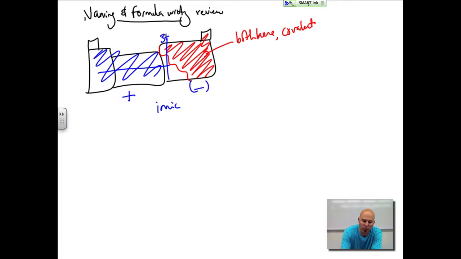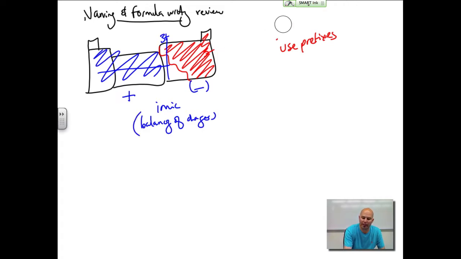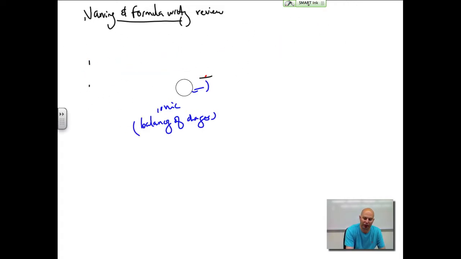The difference, of course, between the two is that covalently bonded substances need to use prefixes. And to me, when you see a name that has prefixes, it's pretty easy to write the formula. You just write whatever it is. But ionic, no prefixes. It's a balancing of charges. Okay, so let's go ahead and take a look at some examples again, just as a little bit of a review. Let's do a few of these.